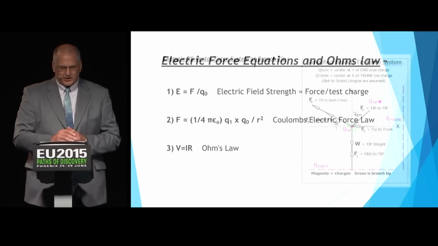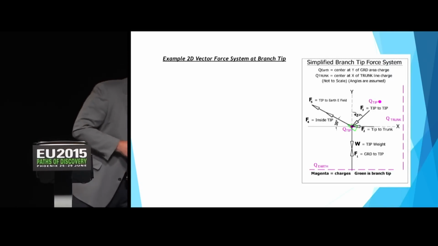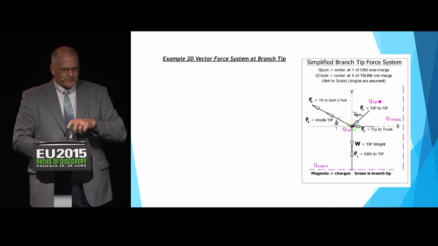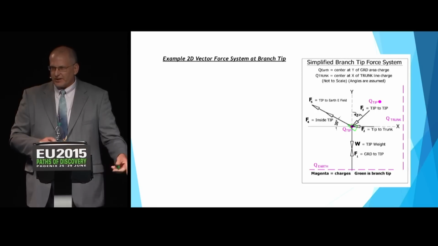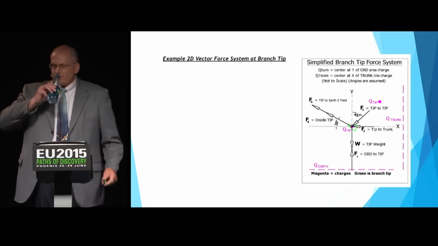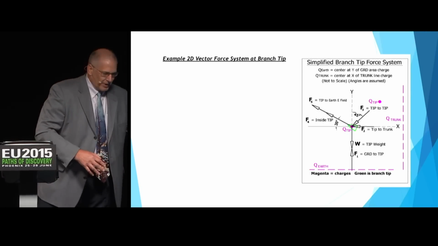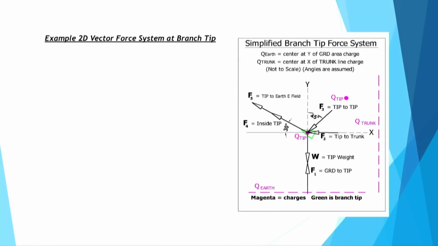So what I did was set up an example 2D vector force system at the branch tip. And this, as Dr. Scott noted, is what engineers like to do. This is leading to a model. And it's probably about the most important part of this presentation because it shows that there's enough force here to make things happen.